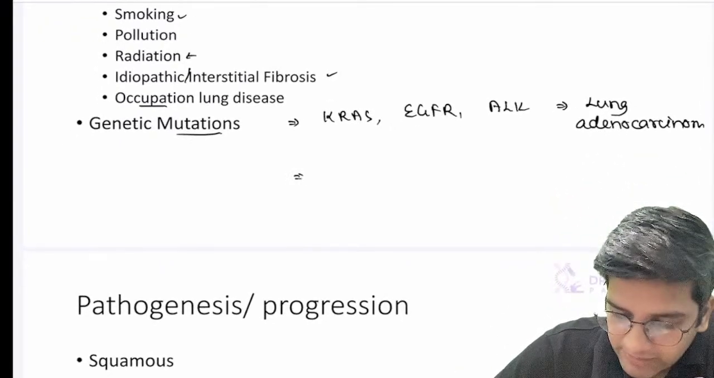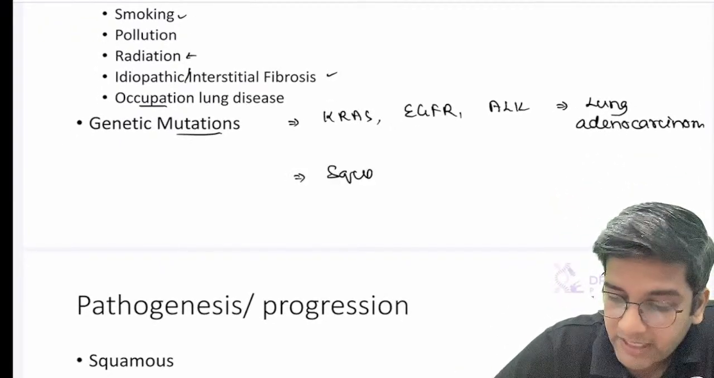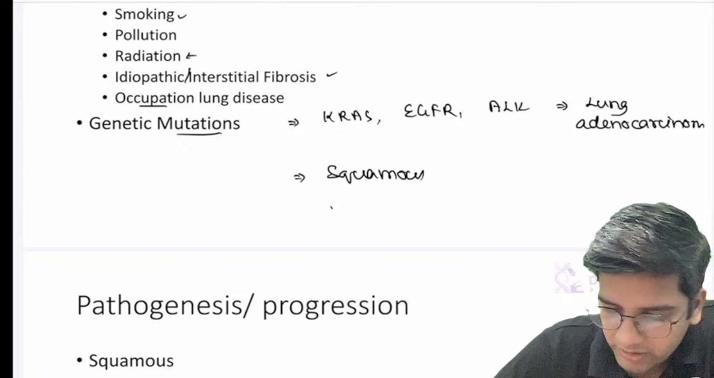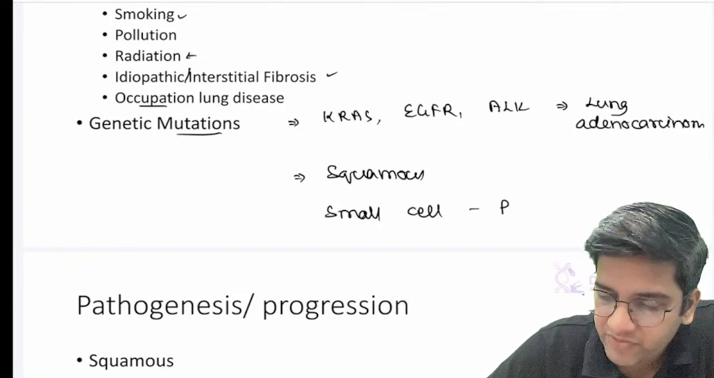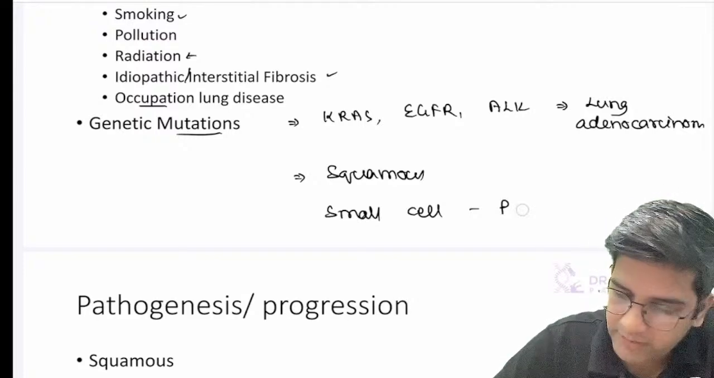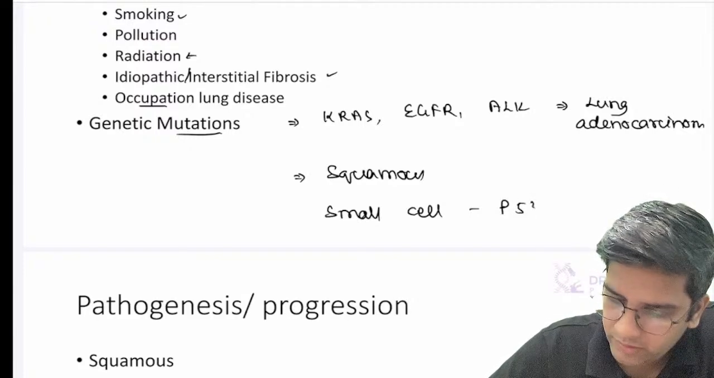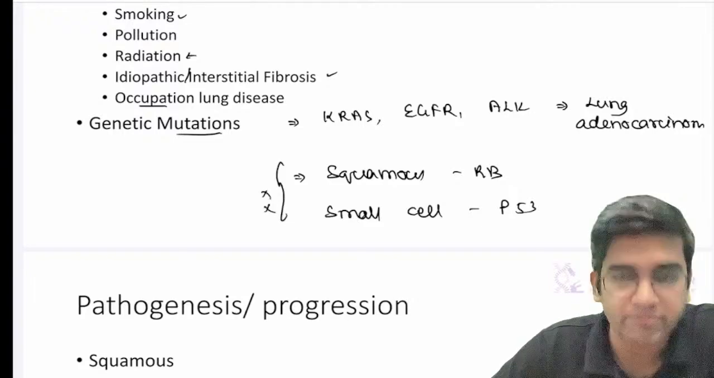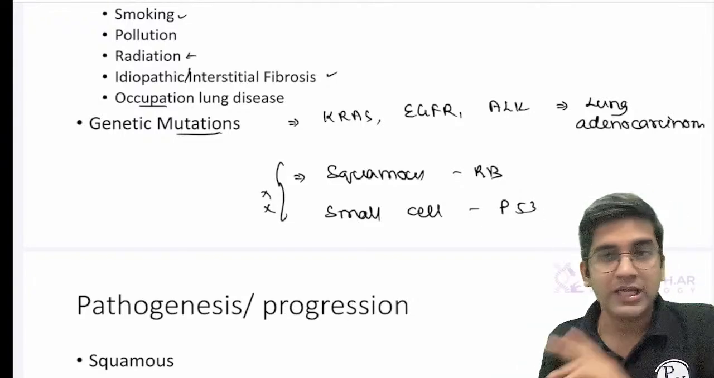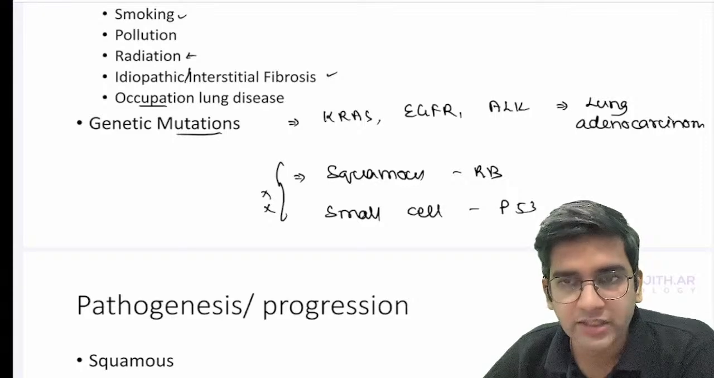Okay. Genetic mutations for squamous, if you want, but it's not important. For small cell, again, if you want, but it's not important, right? P53 can be seen in small cell carcinomas of lung. Retinoblastoma is mutated in squamous cell carcinomas of lung. This is not a must because it's not diagnostic. The other three mutations are diagnostic, fine.